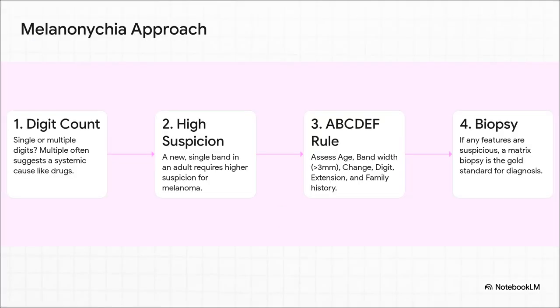Now for melanonychia, having a systematic approach is absolutely vital. You see multiple bands, that often points to benign causes like medications or just racial variation. But a new, single-banded adult, that's a red flag. From there, we apply the ABCDEF rule to stratify our risk. Any concerning feature, a wide band, a changing appearance, pigment extending onto the fold, or a high-risk digit like the thumb, means we have to seriously consider a matrix biopsy, which is and remains our gold standard.